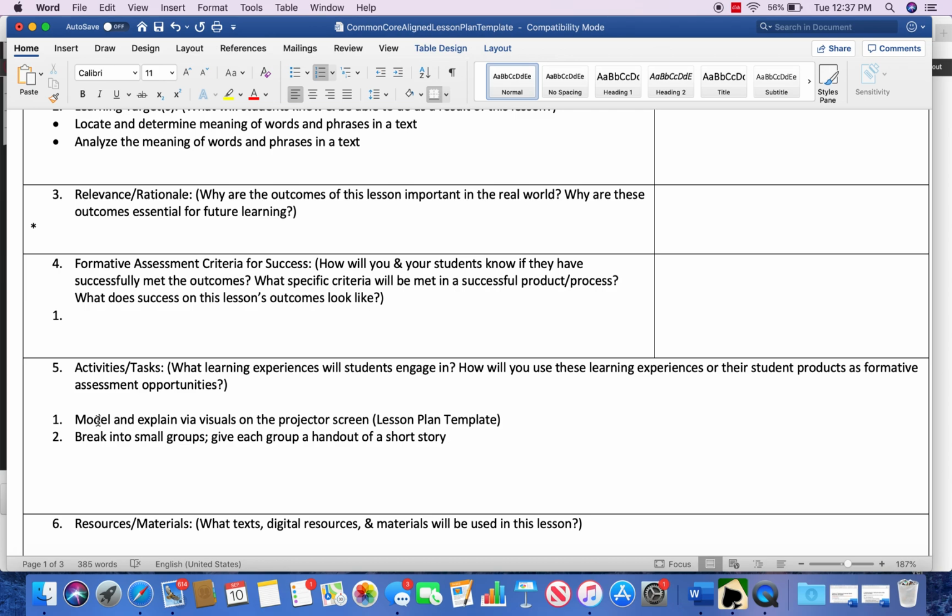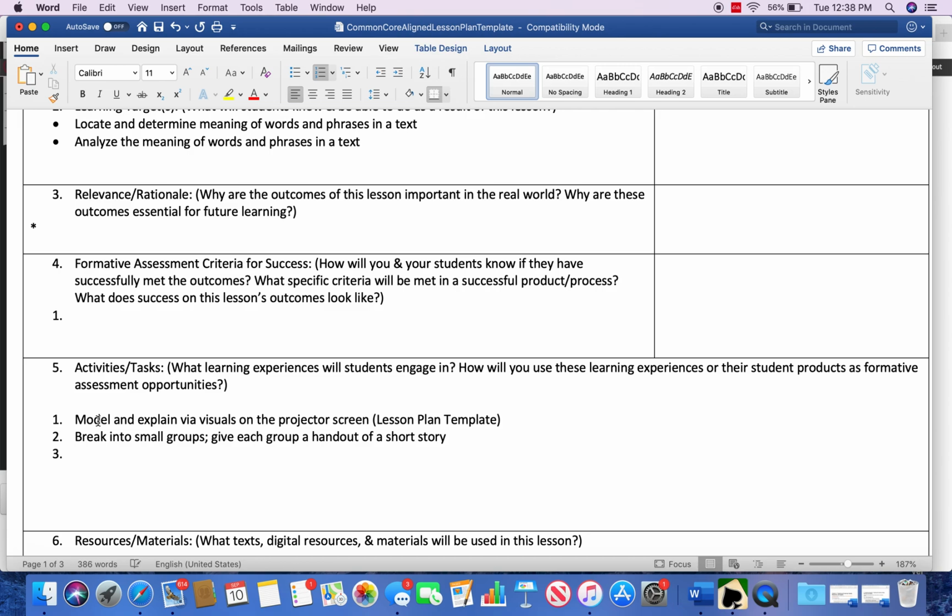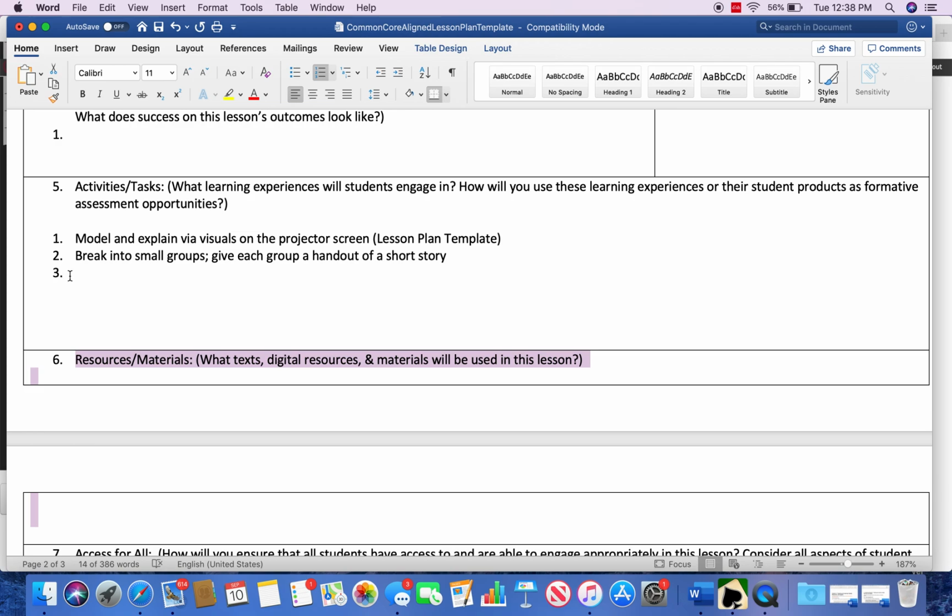Maybe you have a list of words that you give them, and you want them to pull out these words and phrases and tell specifically what those words and phrases mean, and then what is the tone that the author is setting by using those words and phrases. So you give specific directions when they break into groups.